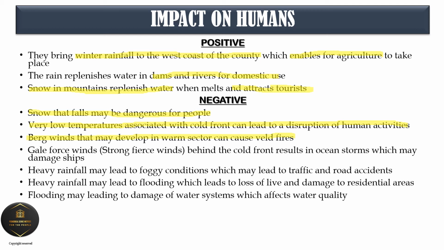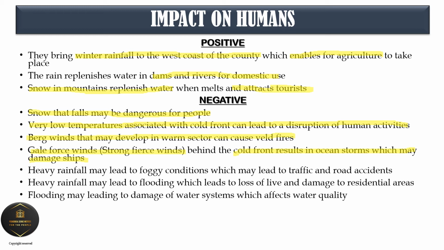Now we know that the system is associated with gale force winds. Gale force winds are strong, fierce winds behind the cold front, which may result in ocean storms, which may damage ships over there, thus affecting people and may lead to loss of life as well.